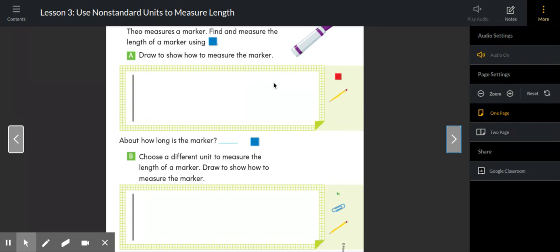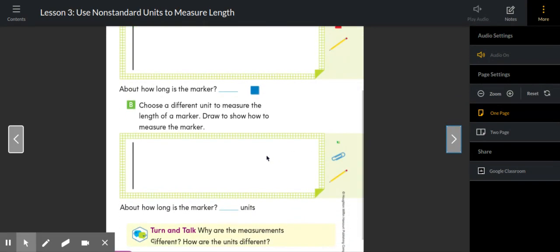Draw your marker or pen here. Be sure it's touching the end of the line, and then lay those cubes right next to it. Remember, they need to be touching, and see how many cubes long it is. So that marker is about blank cubes. And you could even cross this square out and write the word cubes or draw your little green cubes. Down here, you're choosing a different unit to measure the marker. So this is where I would suggest that you use the paper clips.